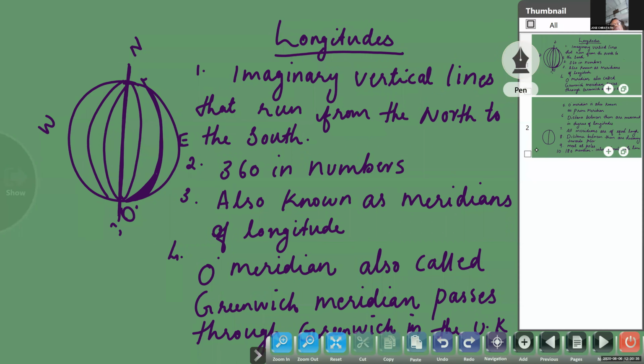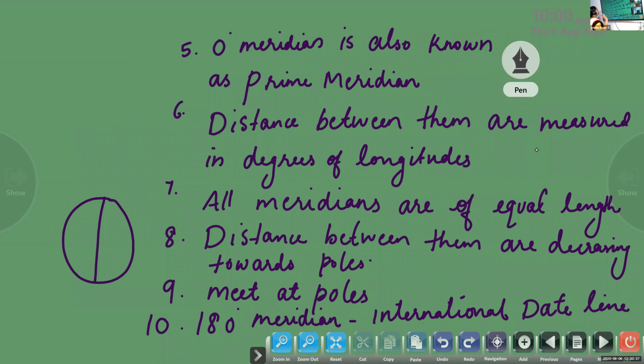Next point, 0-degree meridian is also known as prime meridian. Clear? Yes, ma'am. Then the distance between them is measured in degrees. This distance is measured in degrees.